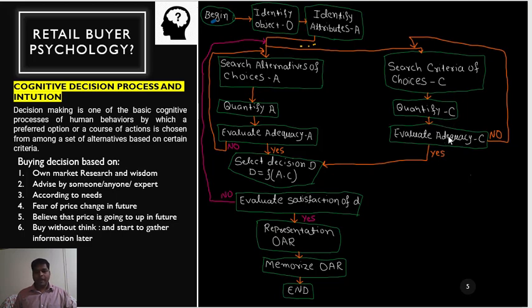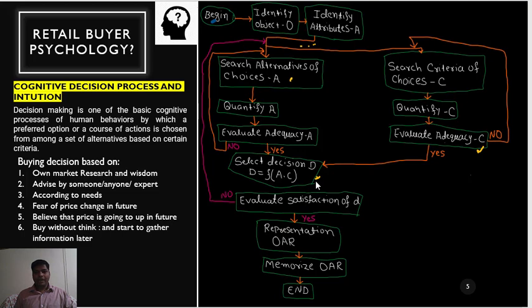And then after, jump to adequacy, A or C. This is the alternative A, and here the C. And check satisfaction for a particular purpose. We are satisfied with the particular product. And then after, jump to the select decision process. From here, select the decision process to take a decision, and the decision denoted by D is a function of A and C, the alternative choice and the search criteria choice. In both cases, we quantify the size, value, price, and evaluate the satisfaction level. As we are satisfied, then we decide here.